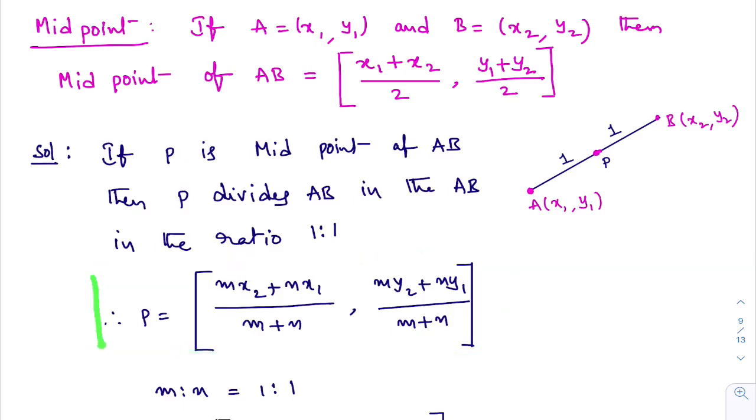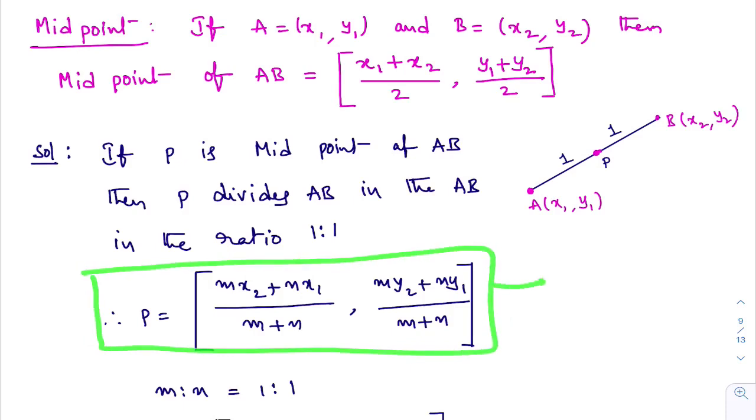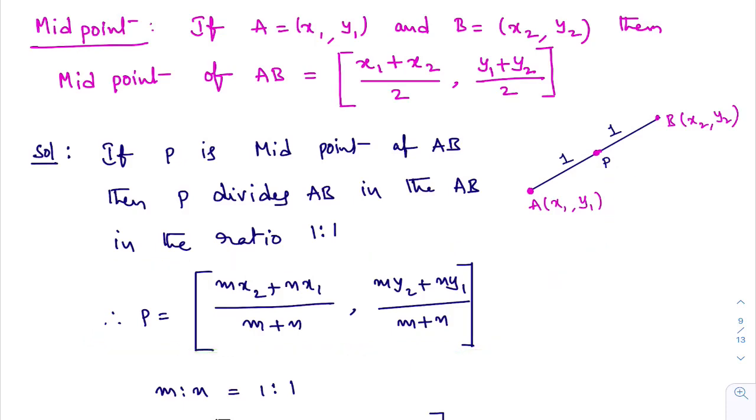Here, can I apply this formula to calculate P? Yes, you can apply. In this formula, you can see here x1, y1 is there. Here, the point A is (x1, y1). In this formula, x2, y2 are there. These we will get from point B. And what about this 1:1? You see in this formula, m:n is there, no? Here, m is 1, n is 1. So, in this formula, in place of m, I'll write 1. In place of n, I'll write 1. Because I know the ratio is 1:1.